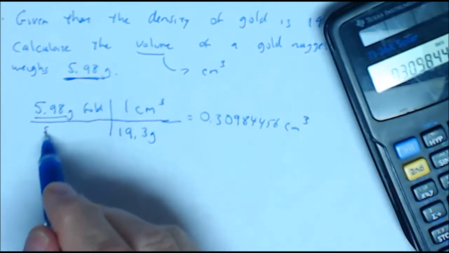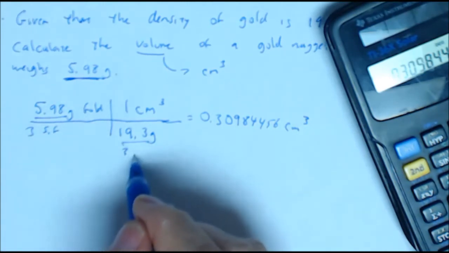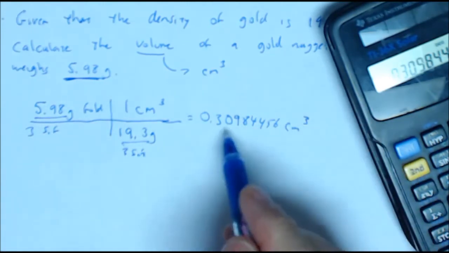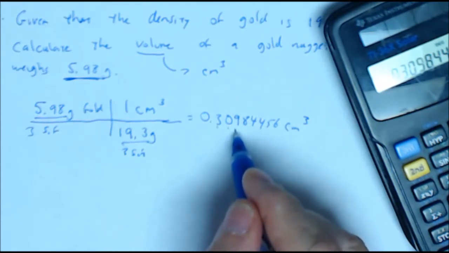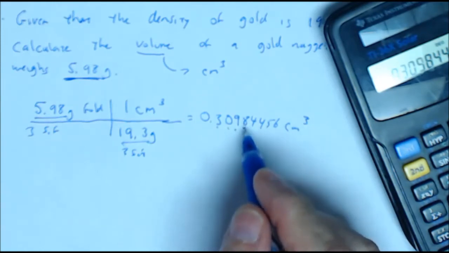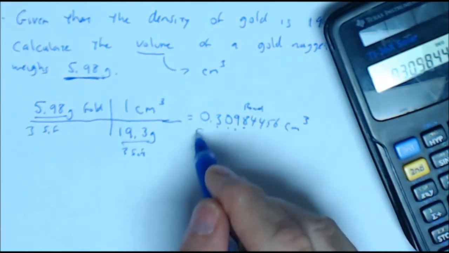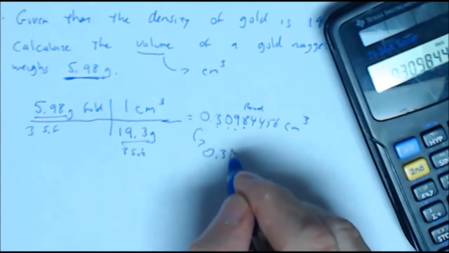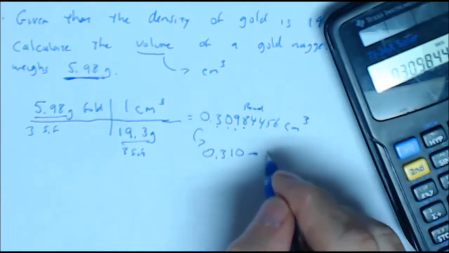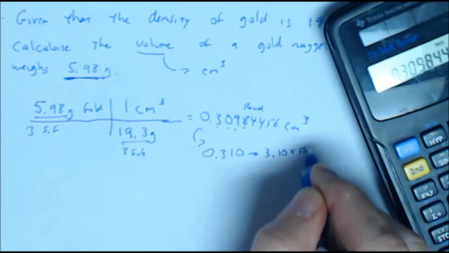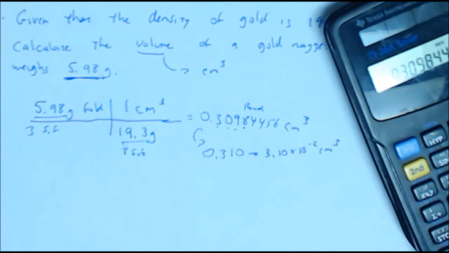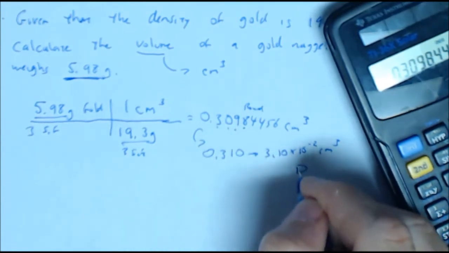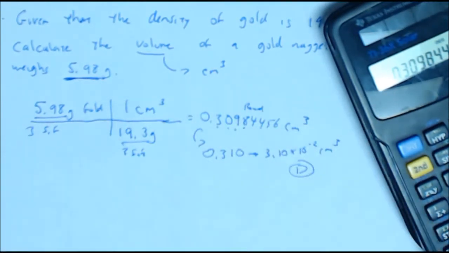Now if we look at this, we want to say, where do our significant figures lie? I've got 3 sig figs here and 3 sig figs here. So as a result, this should have 3 sig figs as well. So 1, 2, 3, there's our sig figs. And this fourth one, we're going to round. So our answer is 0.310, or 3.10 times 10 to the minus 2 centimeters cubed. And if we look at our answers, letter D would be the answer. So D is the answer there for problem 1.